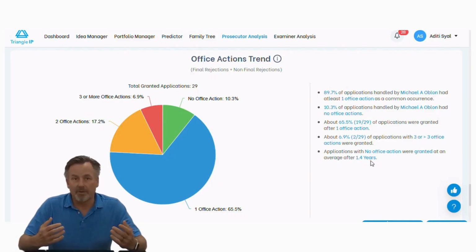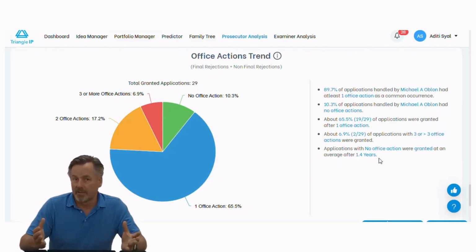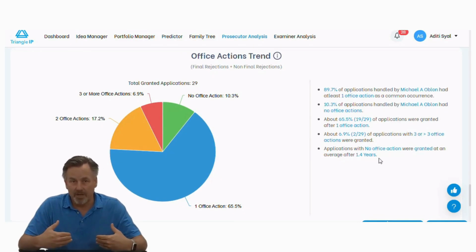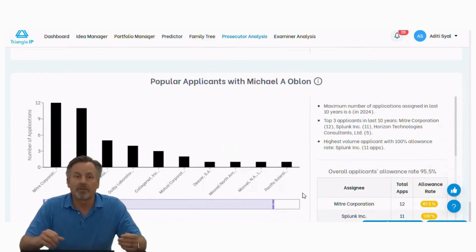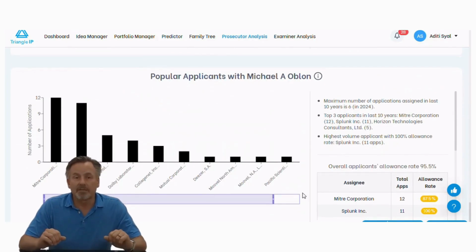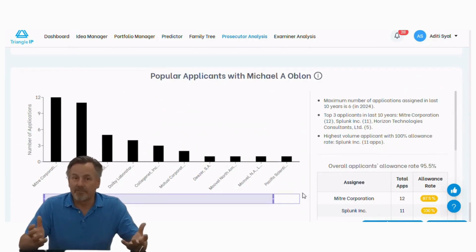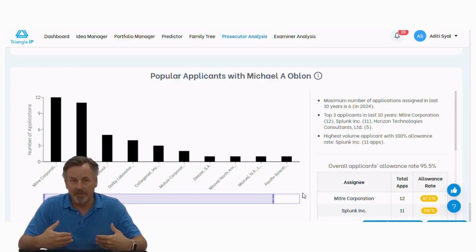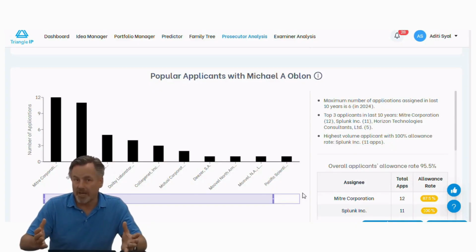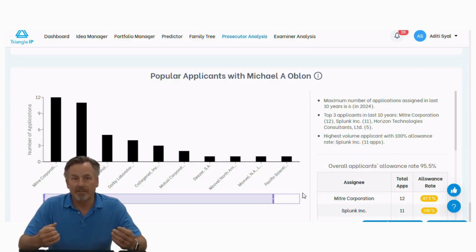And finally, the popular applicants section. This shows which companies this prosecutor has represented most, along with their allowance rate for each one. Now this does 2 things. First, it tells you where their real experience comes from. A prosecutor with deep enterprise portfolio experience is a very different profile from one who mostly handles early-stage startup filings.